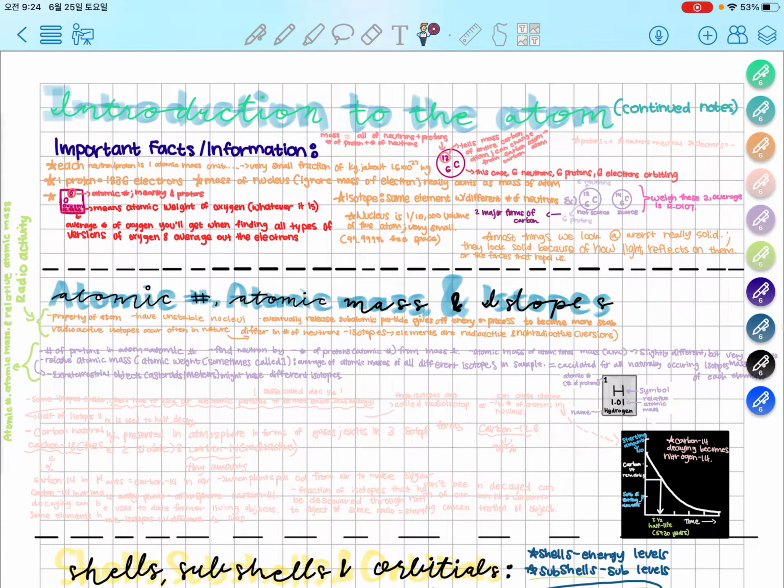So hey guys, as I mentioned before, I converted to the iPad and I am writing notes on here to save paper. So let's go ahead and get started. Introduction to the atom and its continuing notes.